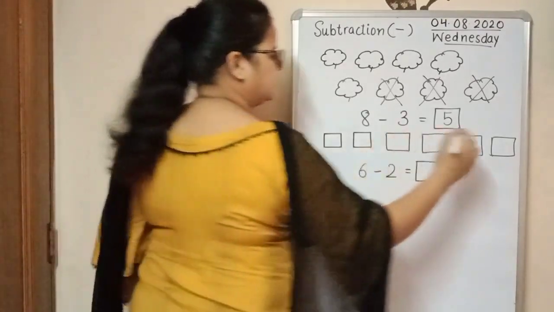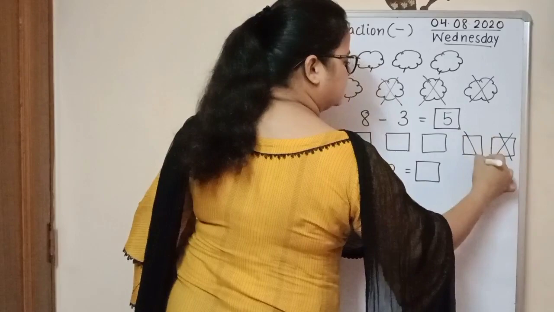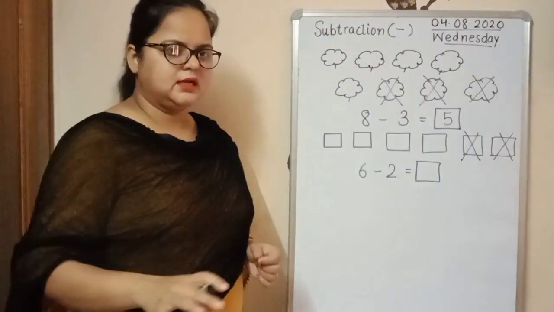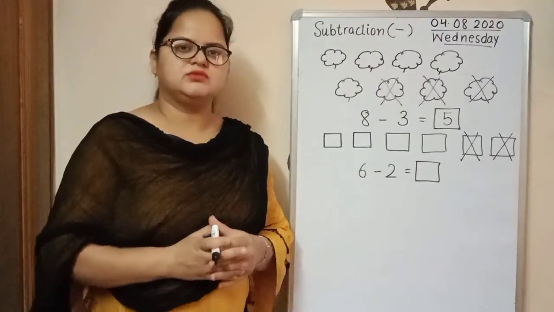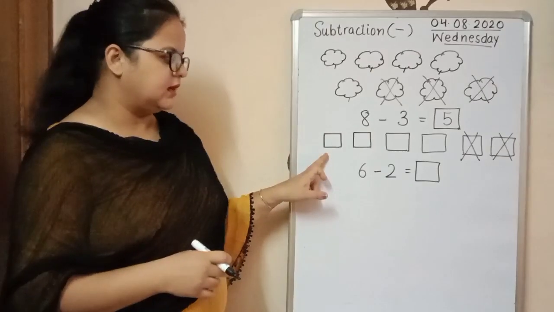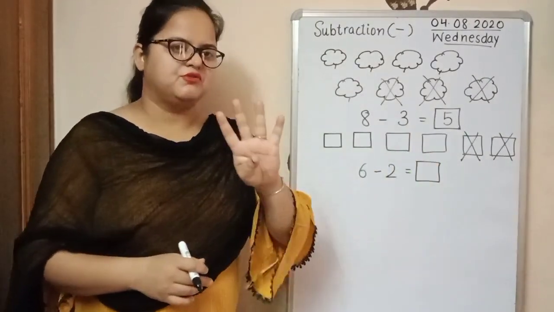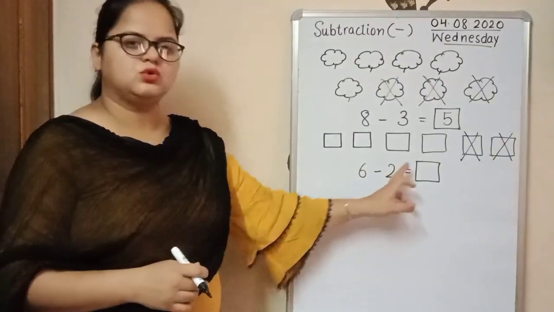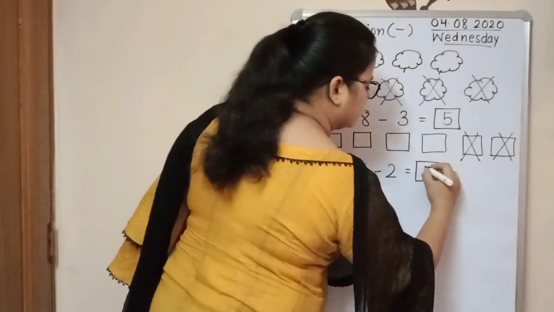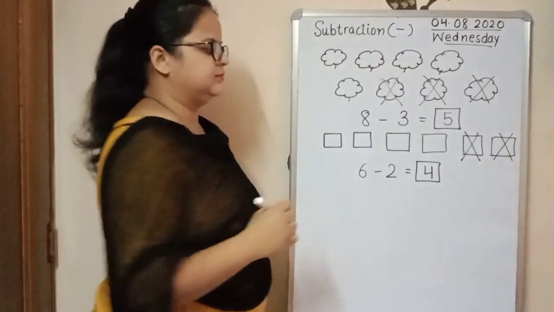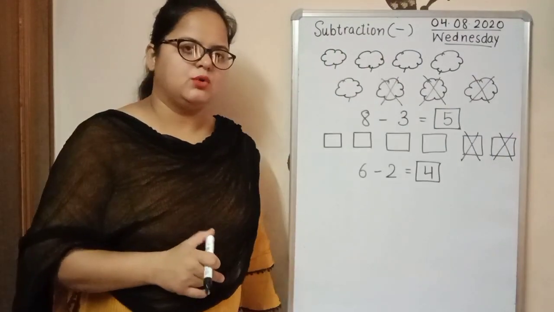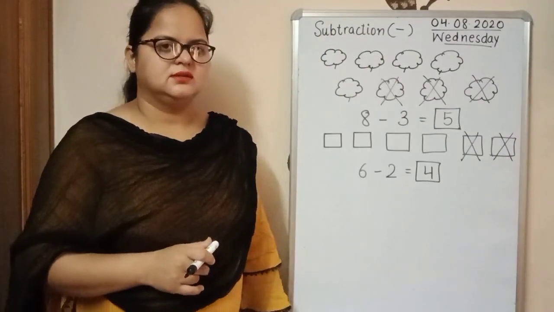So let's start. 1, 2. Done. Now how many squares we have left? 1, 2, 3, 4. 4. 6 minus 2 is equal to 4. I hope you all understand.